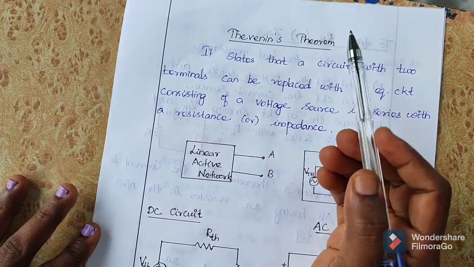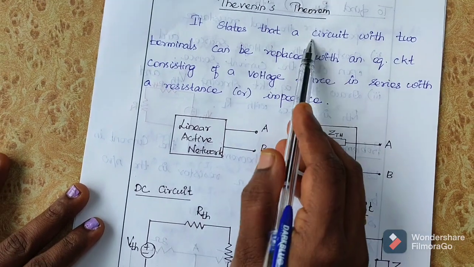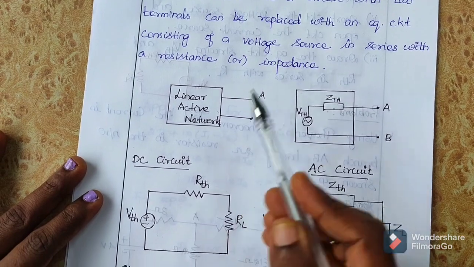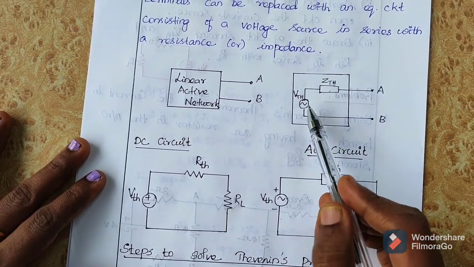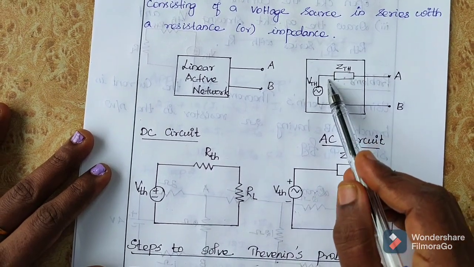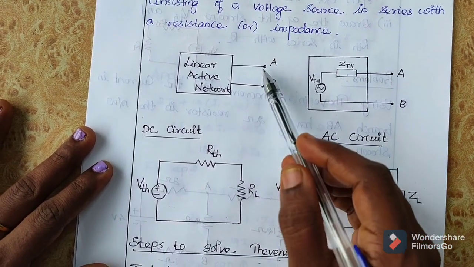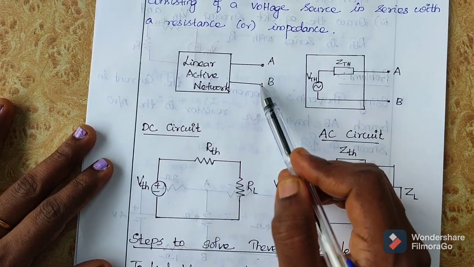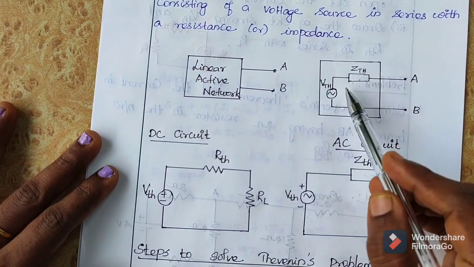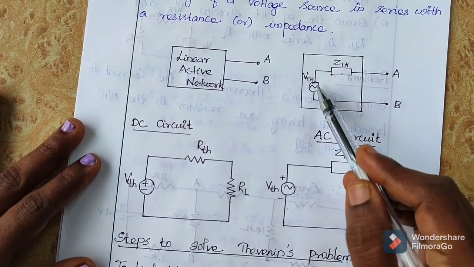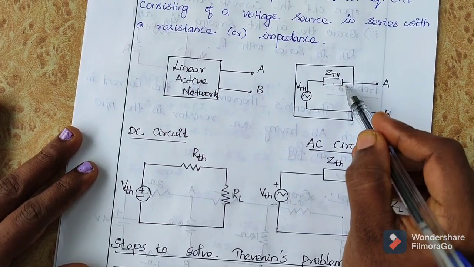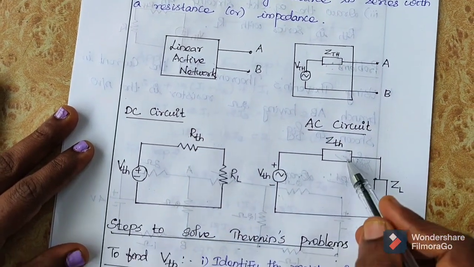Thevenin's theorem. The statement of Thevenin's theorem is: a circuit with two terminals can be replaced with an equivalent circuit consisting of a voltage source in series with an impedance or resistance. Okay, so these are the two terminals. By using Thevenin's theorem, we can replace this circuit with an equivalent circuit consisting of a voltage source in series with a resistance or impedance.